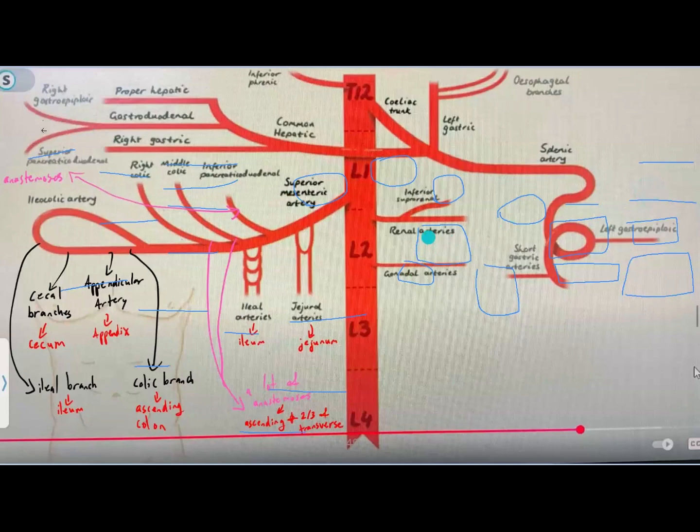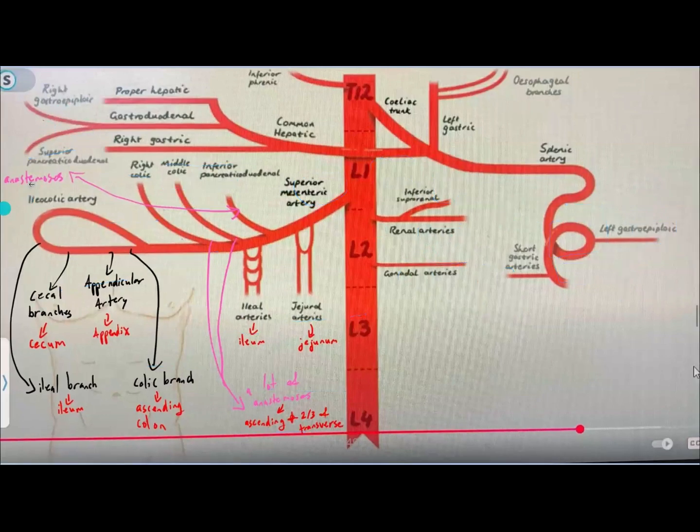Okay. So moving on, let me clear everything. We have the superior mesenteric artery. It will give jejunal arteries to the jejunum, and ileal arteries to the ileum. It will give the inferior pancreaticoduodenal, and the inferior and superior pancreaticoduodenal will form an anastomosis. It will also give a middle colic branch and a right colic branch.